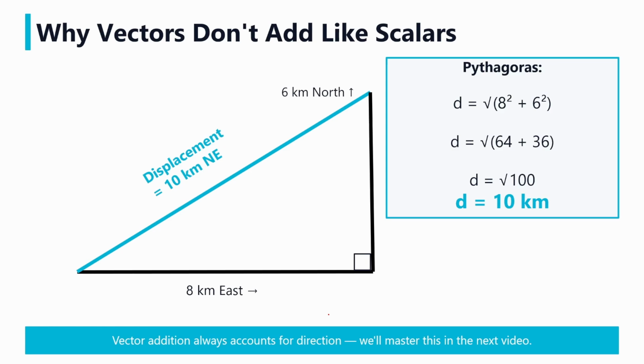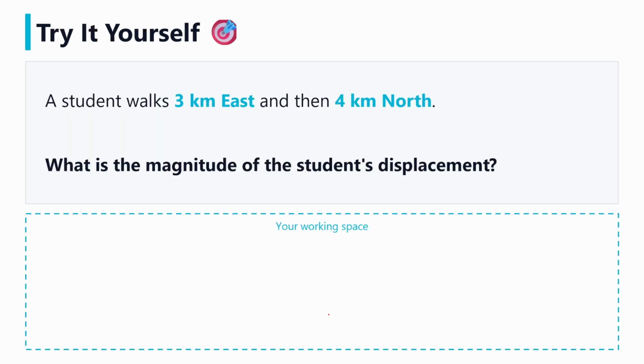And this is why the distinction matters. Not for the sake of definitions, but because if you treat a vector like a scalar, your calculation will be wrong every single time. So let's do this question. A student walks 3 kilometers east and then 4 kilometers north. What's the magnitude of the student's displacement?